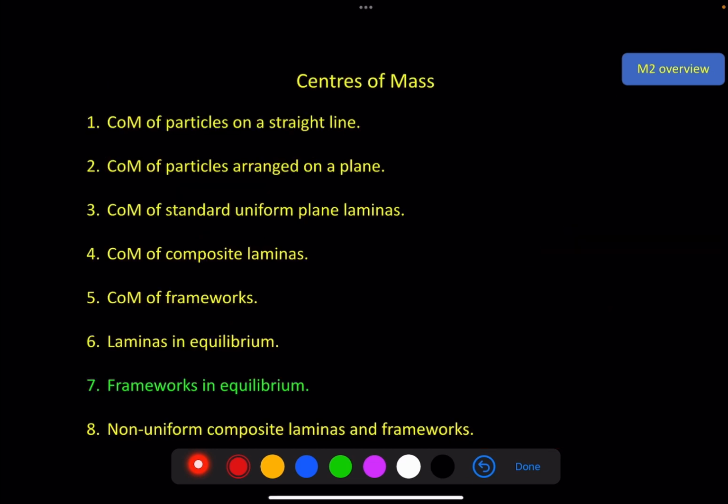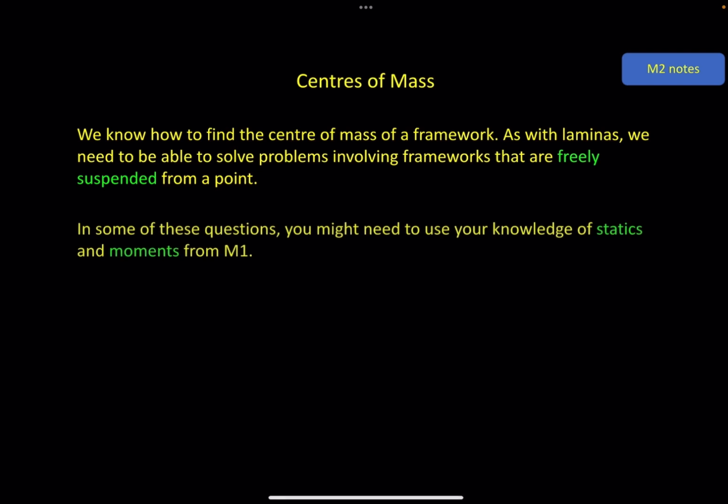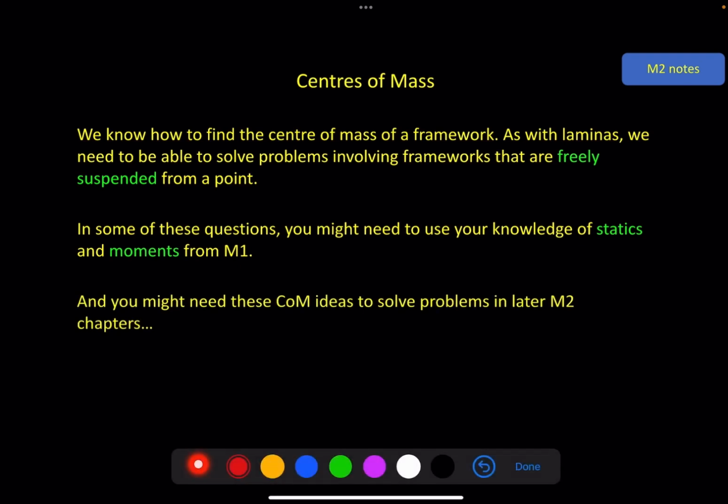What we're going to do in this video is work with frameworks in equilibrium. We know how to find the center of mass of a framework, and as with laminas, we need to be able to solve problems involving frameworks that are freely suspended from a point. In some of these questions, you might need to use your knowledge of statics and moments from M1, as we'll see when we come to the examples. And you might need these centers of mass ideas to solve problems in later M2 chapters, which I mentioned briefly in the previous video. We'll get to that.